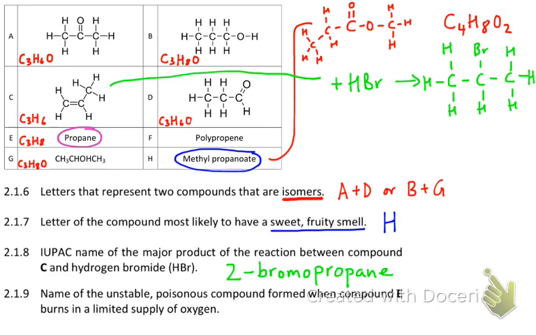2.1.9: Name the unstable poisonous compound formed when compound E burns. That's propane, and it burns in a limited supply of oxygen. In abundant oxygen, it forms carbon dioxide, but in a limited supply of oxygen, it's going to form carbon monoxide.